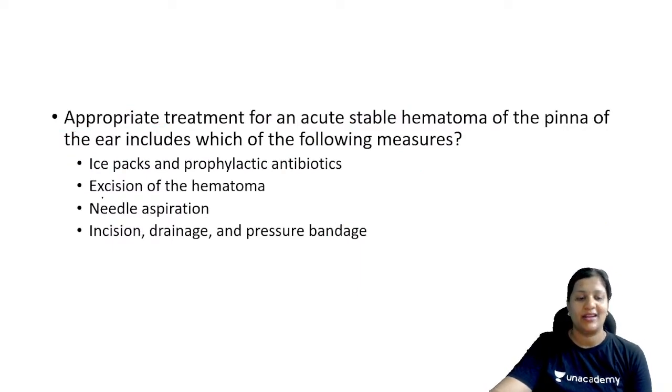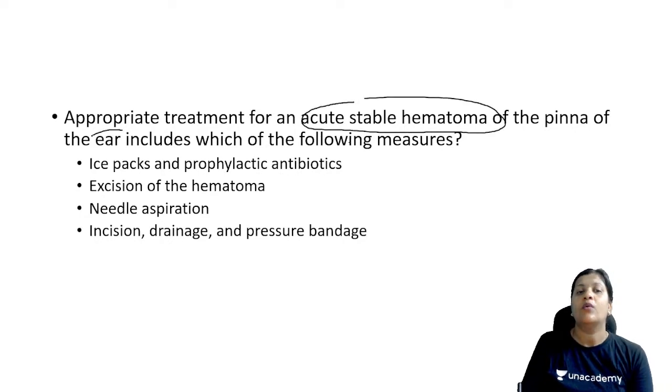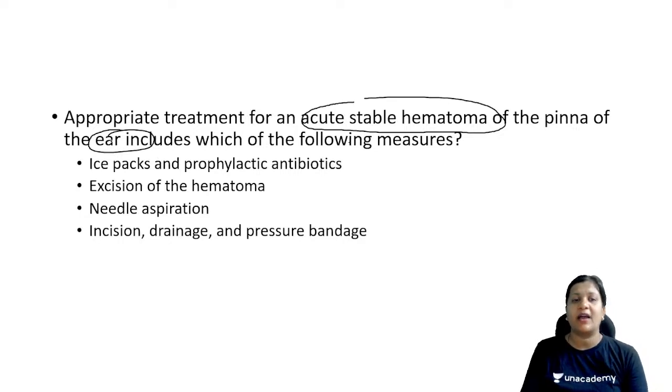Okay, let's go to the next question. Appropriate treatment for an acute stable hematoma of the pinna of the ear includes which of the following measures? Ice packs and prophylactic antibiotics, excision of the hematoma, needle aspiration, or incision and drainage and pressure bandage. So here they're telling us that there is an acute stable hematoma of the pinna. What will you do? Will you just put an ice pack? Will you just excise, or will you aspirate, or will you do incision and drainage and pressure bandage? What will you do? Yes, I'm waiting for the answers from all of you.